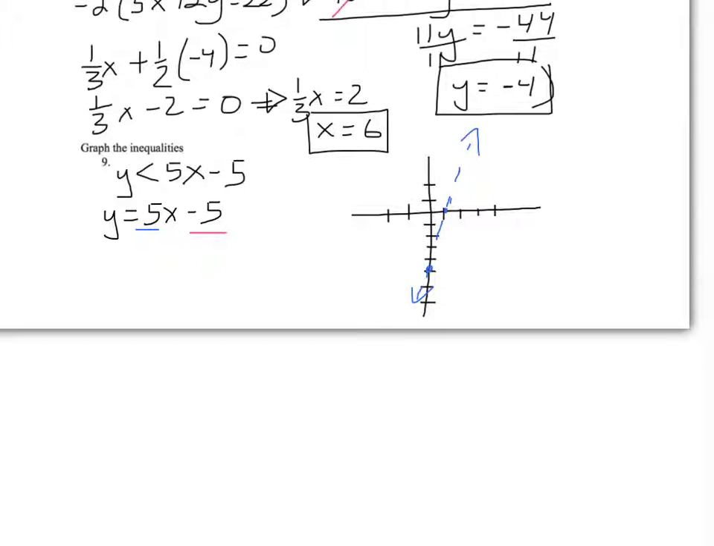Alright. Now the last piece is I must shade. So I'm going to check a point. I'm going to check the point 0, 0. So is 0 less than 0 minus 5? Is 0 less than negative 5? It is not, which means the point 0, 0, which is here, does not satisfy the inequality. So I need to shade the other side, which is this side.